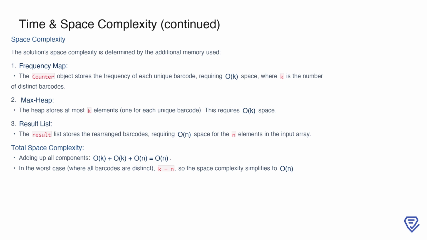This gives a total of k plus n, which simplifies to O(n) in the worst case where all barcodes are distinct and k equals n. This shows that the solution is not only time efficient but also uses memory effectively.